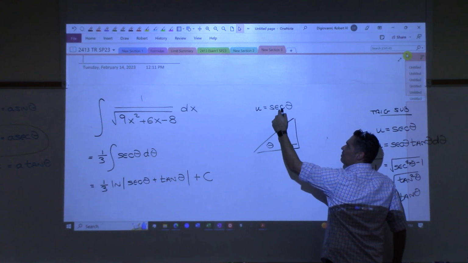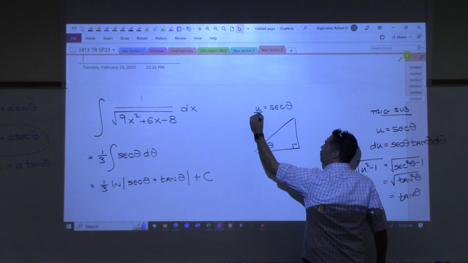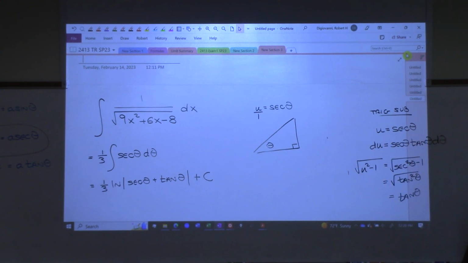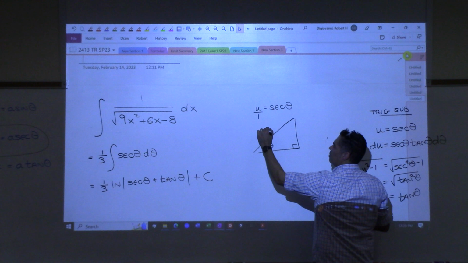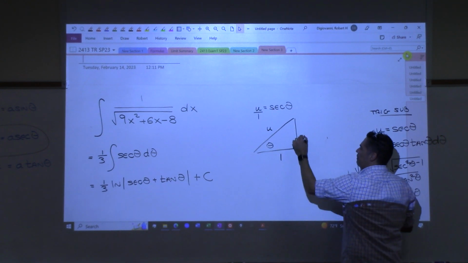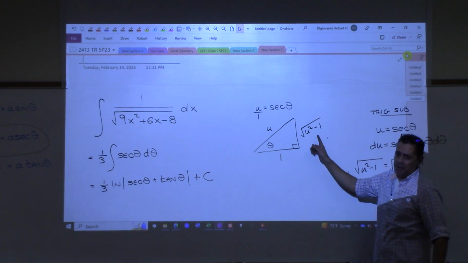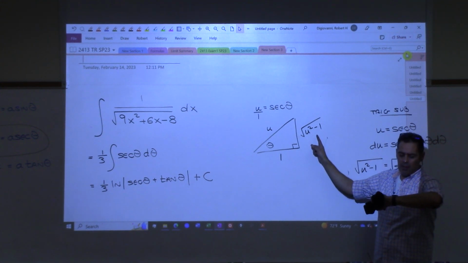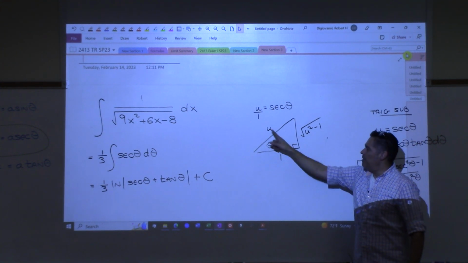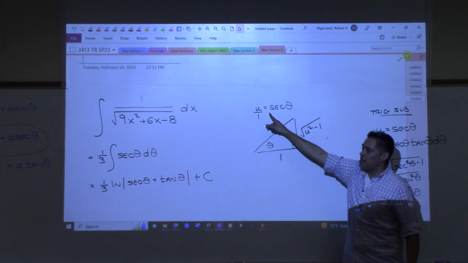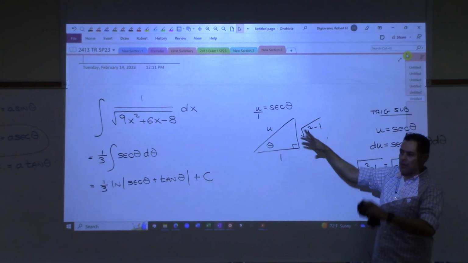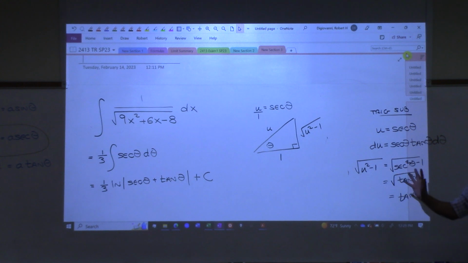I'm going to rewrite secant theta equals u as u over 1 so that I create a ratio. Secant is the hypotenuse over adjacent, so u over 1. That forces this side to be square root of u squared minus 1. I'm going faster now because I'm running out of time. I had these two sides, and so I solved for the third side. That way I've got the whole triangle. I can answer any question now about any trig thing. Question?